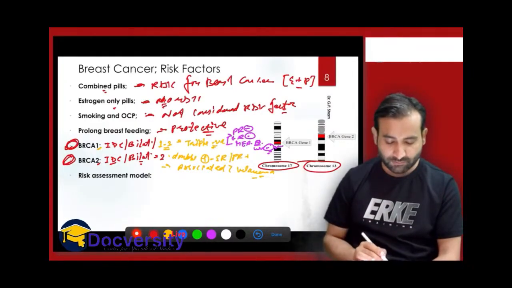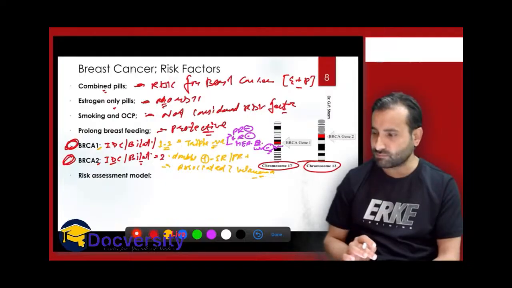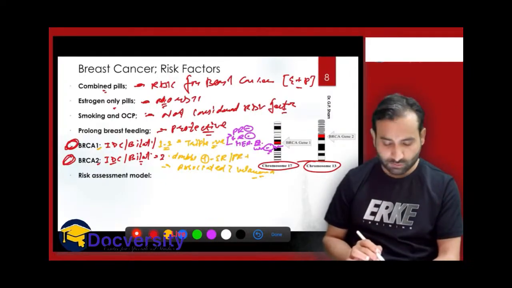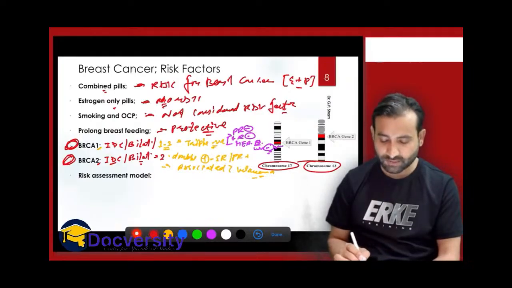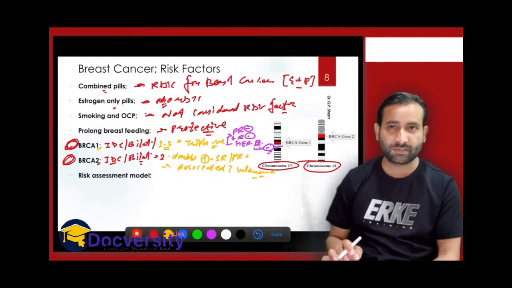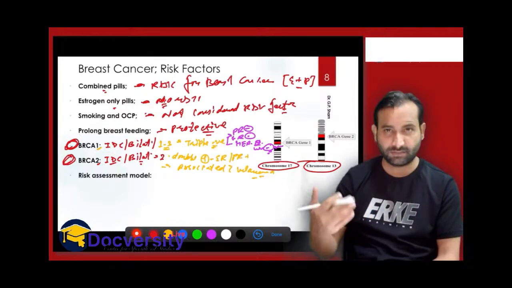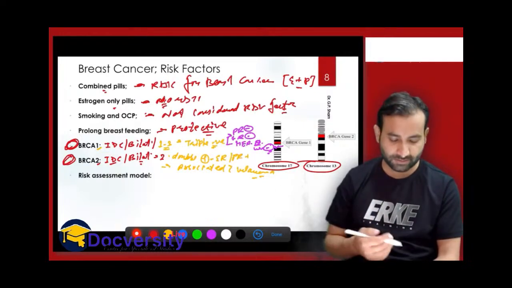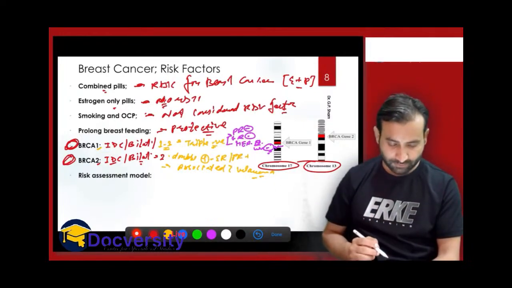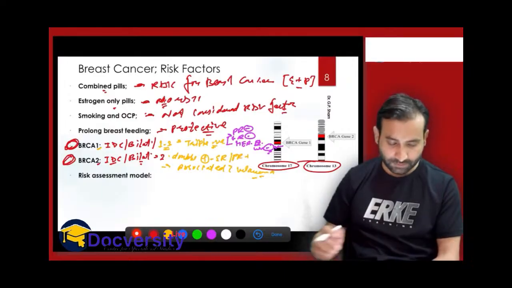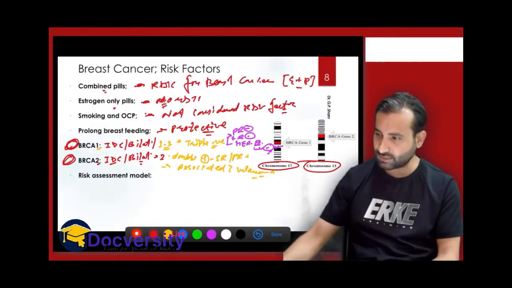Risk assessment model for breast cancer: what model do we use? The models are the Gail model and Claus model. They can ask you a question in the exam. Which model do we use for the risk assessment of breast cancer, right? So this is the Claus and Gail model. The details we will discuss in the normal lecture classes, but here we are doing the preparation for the exam only. Now let's go to the ductal carcinoma in situ.